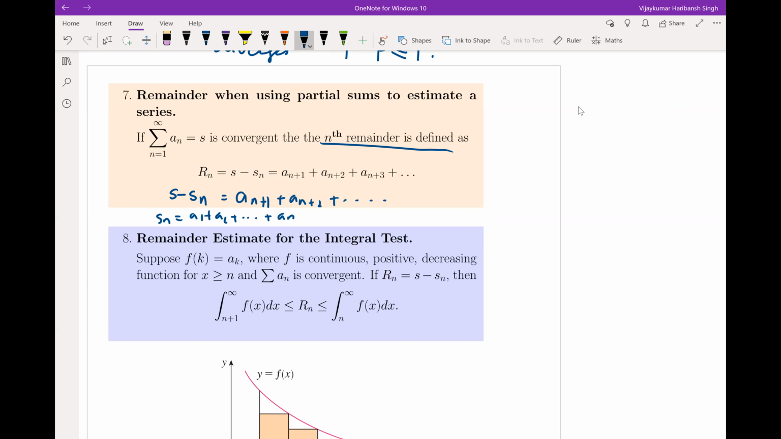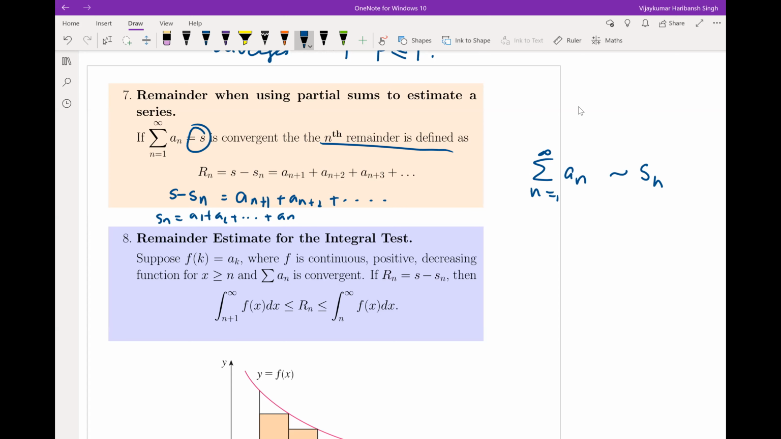Now, what are we trying to do? We are trying to estimate the series using partial sums. That means, instead of computing this infinite sum, can I approximate it by the sum Sn? That's the idea. But whenever you do an approximation, an error will creep in, and you want to estimate how much the error is. Is it reasonable to accommodate that kind of error?